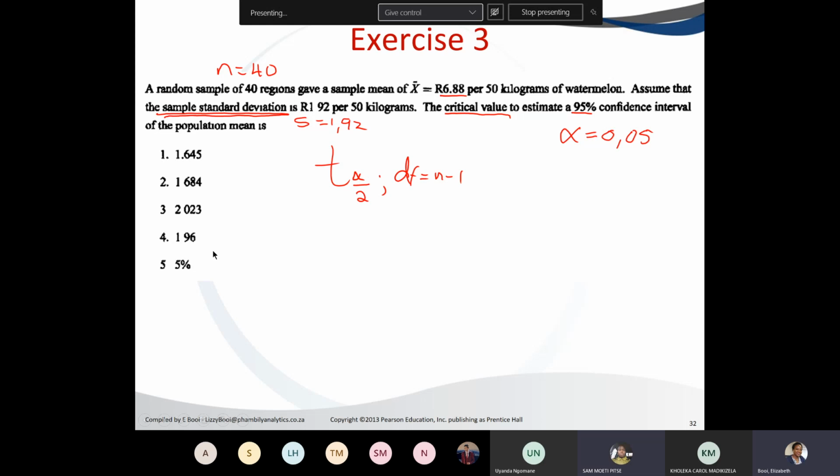And what do you have? t 0.05 over 2 and the degrees of freedom of 40 minus 1, which will be t of 0.025 and 39. Did you manage to get 39 on the T table? And what is the critical value? 2.023.